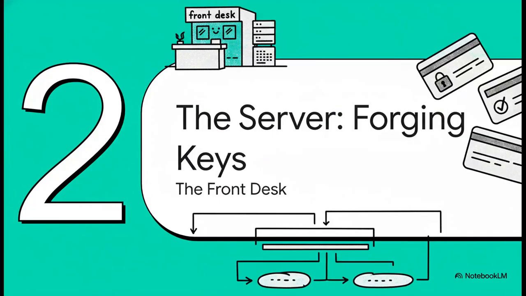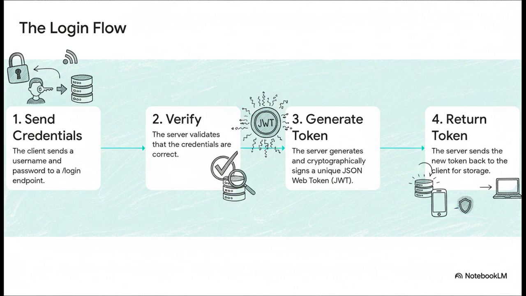Okay, so we've got these digital keycards. But where do they come from? Who's making them? Well, that's the server's job. Think of your server as the front desk of the building. It's the one responsible for creating and handing out these keycards. And the process works like a little four-step dance. First, you send your username and password to log in. The server checks them. If they're correct, it generates a special, signed token, usually a JSON Web Token, or JWT for short. And finally, it sends that shiny new token back to you to hold on to.